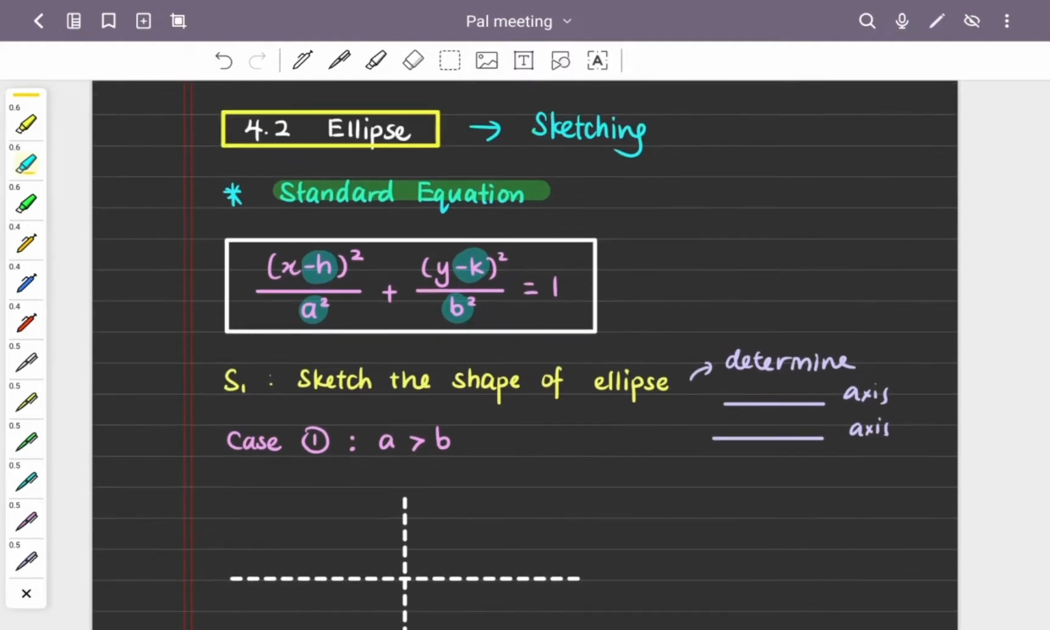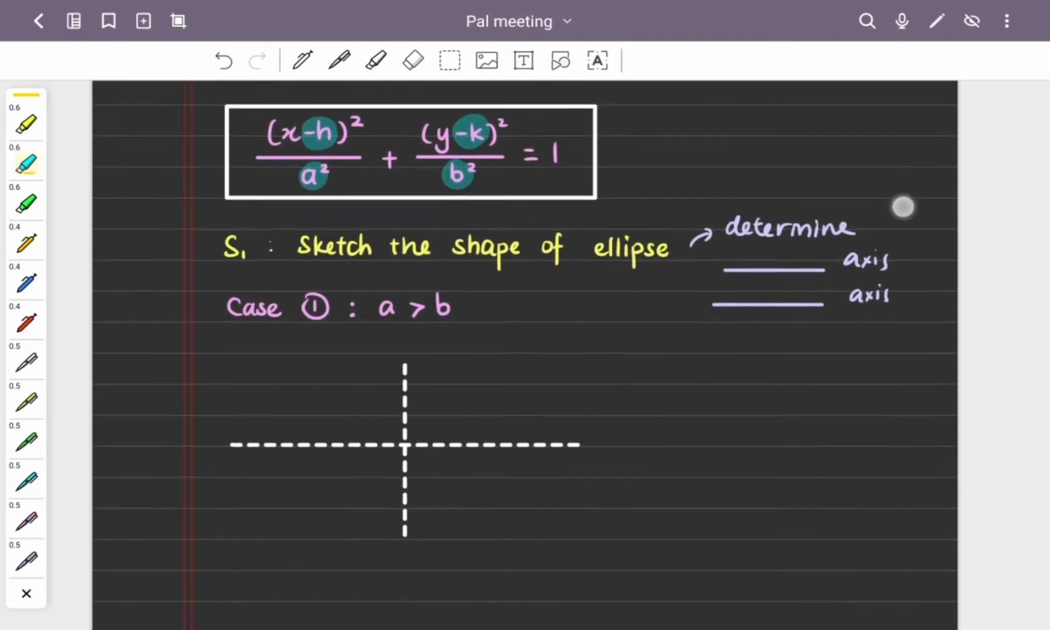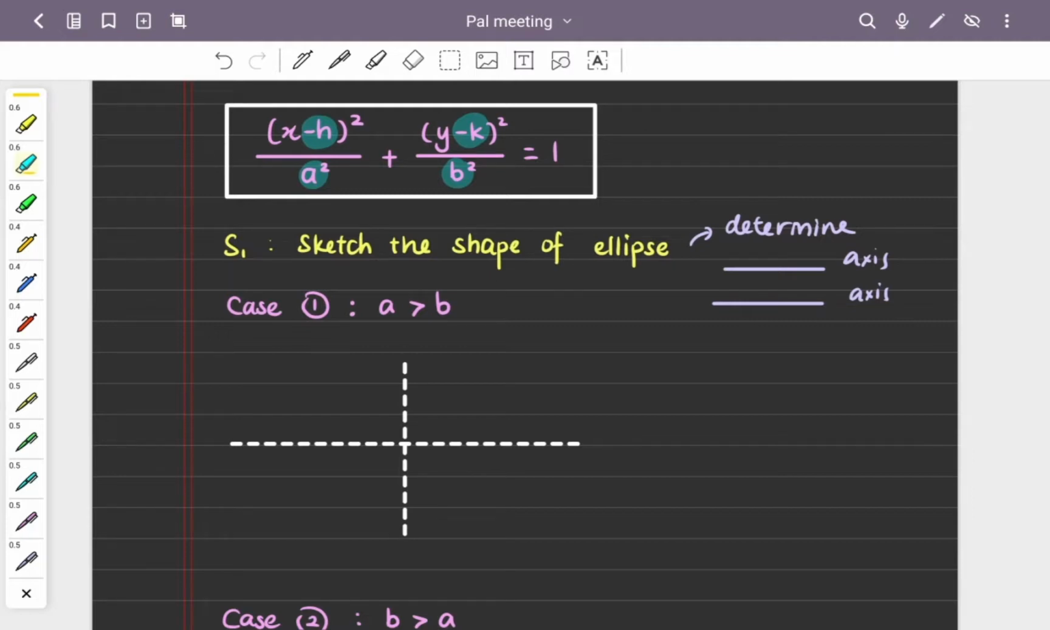So for sketching the ellipse, we have 5 steps. The first step is to sketch the shape of the ellipse. This is just the basic shape. So what is the purpose of sketching the shape of the ellipse? It is to determine the major axis and also the minor axis.